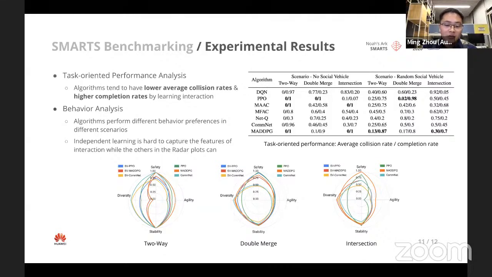It is also worth noting that though we showed the results from the perspective of multi-agent reinforcement learning, we think SMARTS can also be used to do more research, such as robust learning or safe RL for multi-agent autonomous driving, and also population-based learning for autonomous driving.